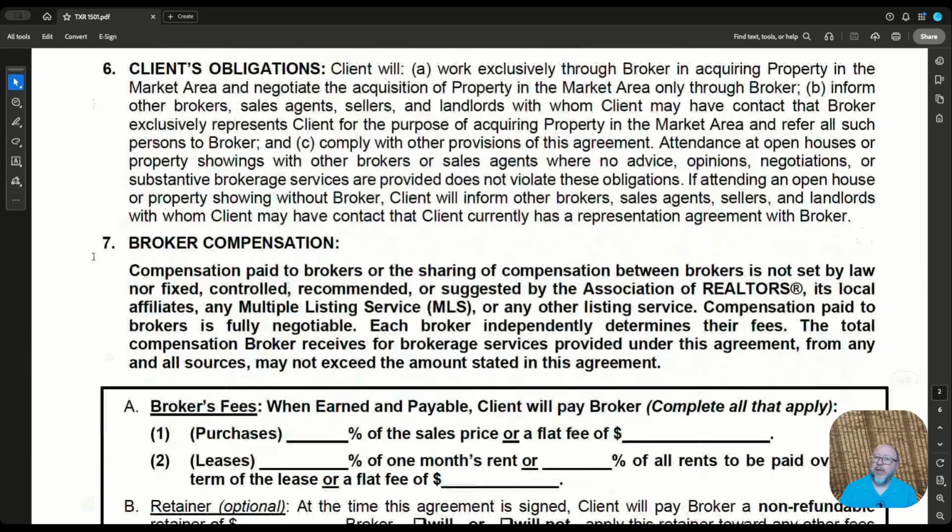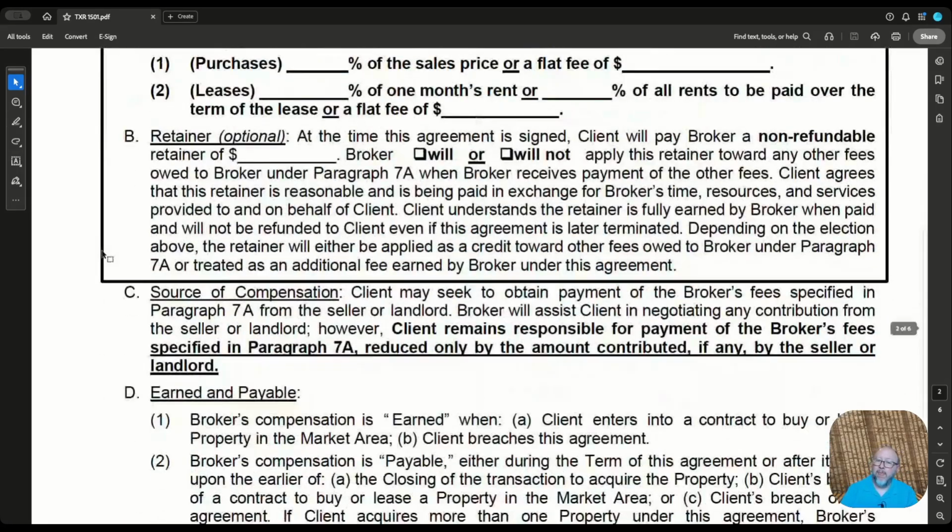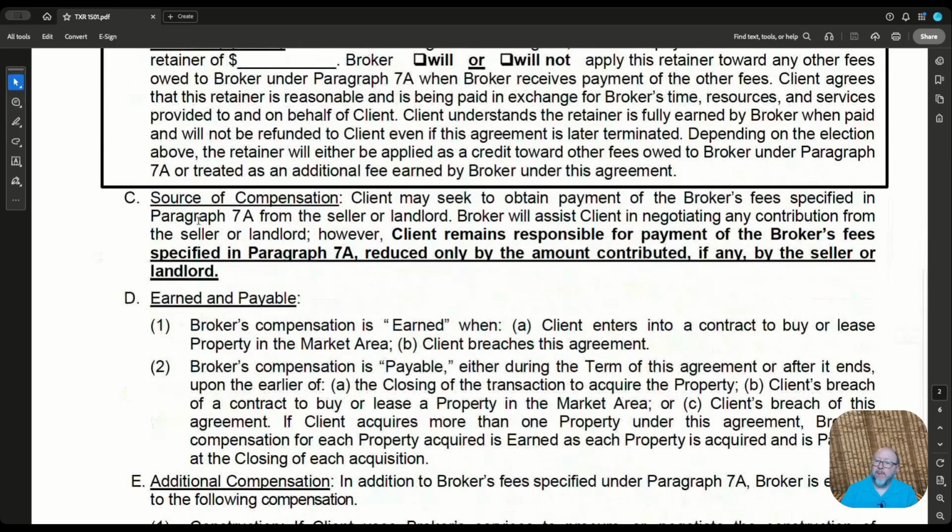All right, so the client's obligations are the same. Broker compensation information is the same. Now, in this long form agreement, we also have the opportunity for a retainer. That is, you could have a situation where the client is paying a non-refundable retainer to the broker. And then we also state whether this will be applied towards any other fees owed to the broker under paragraph 7A. We talk again about sources of compensation.